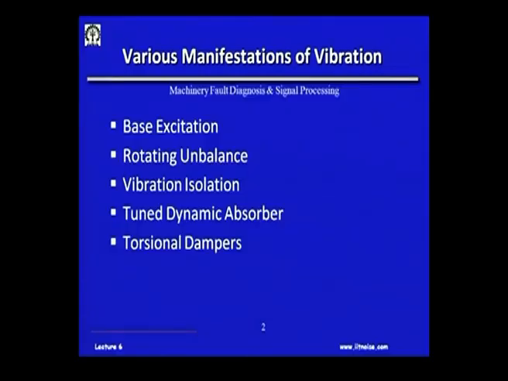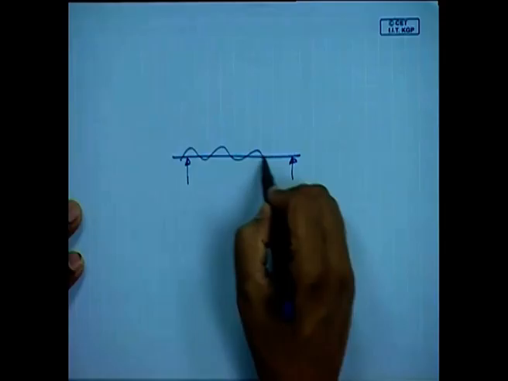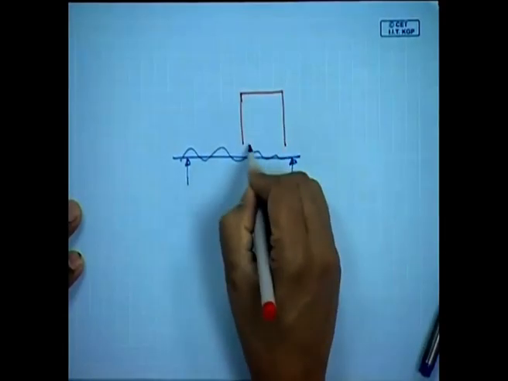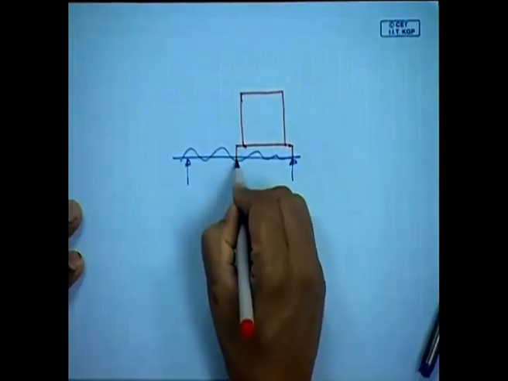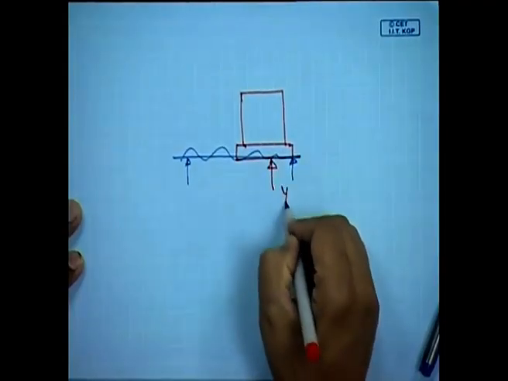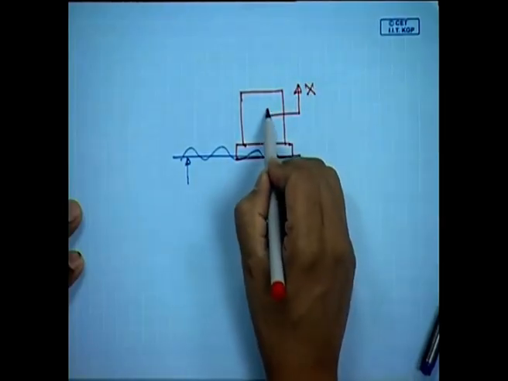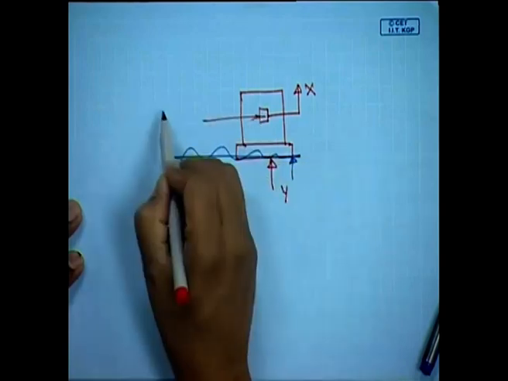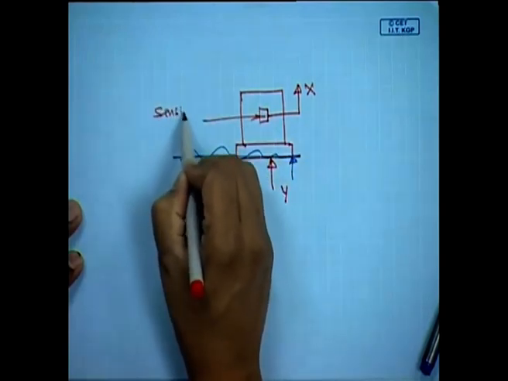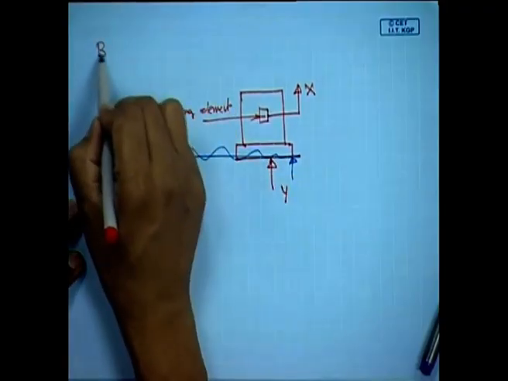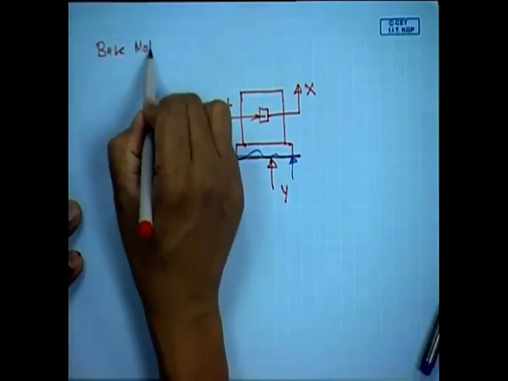Some of the topics which we will be discussing today are essentially what happens in the case of a base excitation. For example, if you have a surface, and because of certain forces there is a motion on the surface, and how by putting a sensor we can measure this motion y and sense it as a response x of the sensing element. This is the case of base motion.